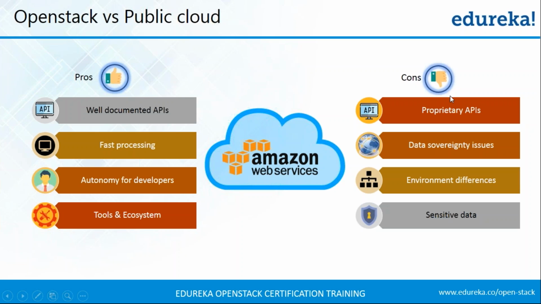And if we take a look at the cons, you would know that the APIs are proprietary, and there might be data sovereignty issues because when you're putting in data, it's fine. But if you want to take out your data from their servers to your servers, you might face some data sovereignty issues. So this might be a problem that you can encounter. There can be environment differences. Let's say you are running development and testing on your public cloud or on your AWS servers, but the production servers are in your company premises.